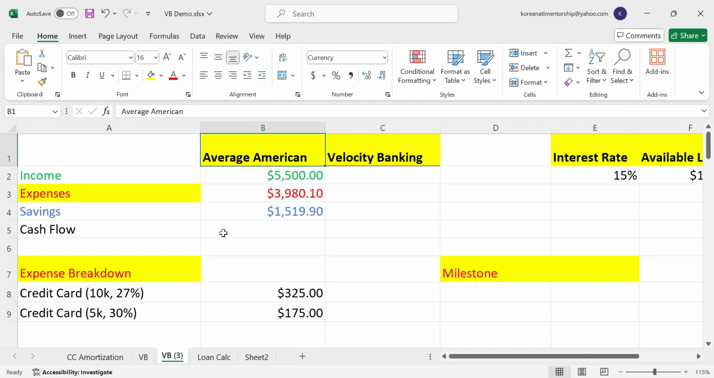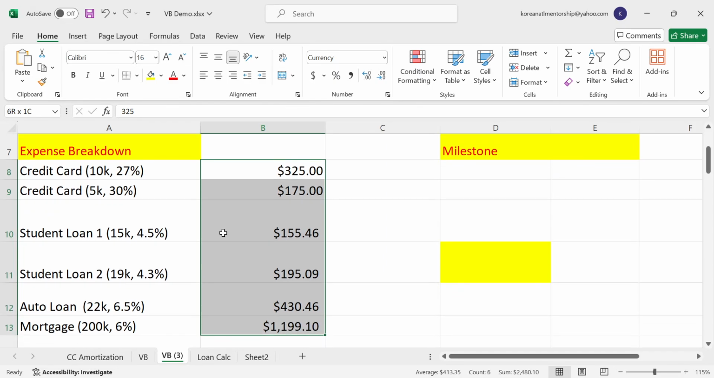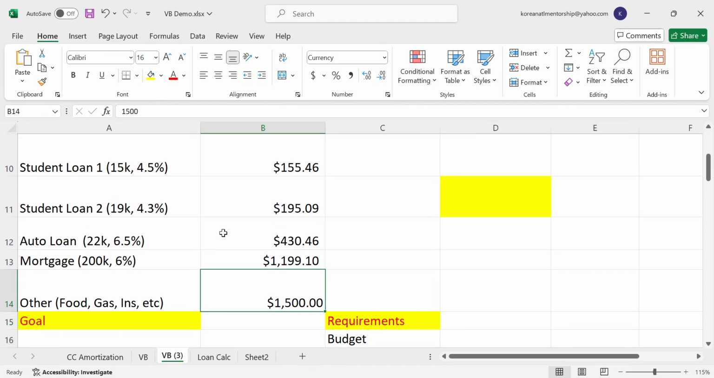And then you have an auto loan and a mortgage, and then other things: food, gas, insurance, etc. So, what is the point of velocity banking? Well, it's a debt payoff plan, right? Our whole goal is to get every single debt that we have to zero, and then all of our other stuff that is not tied to debt, like our general expenses every month, we still have to pay, so this never goes to zero, right?